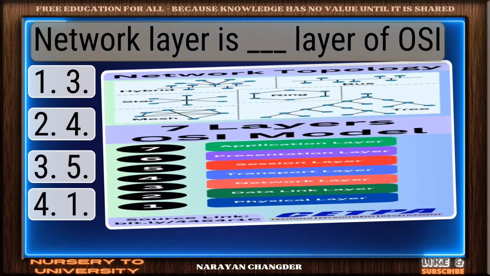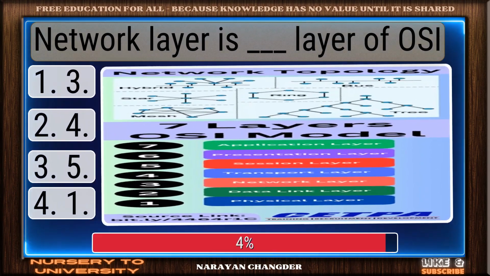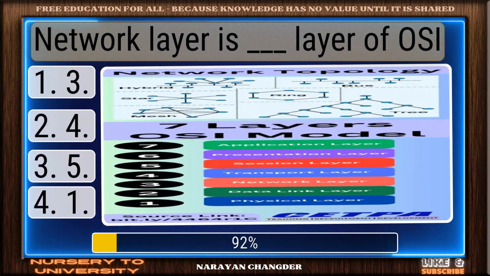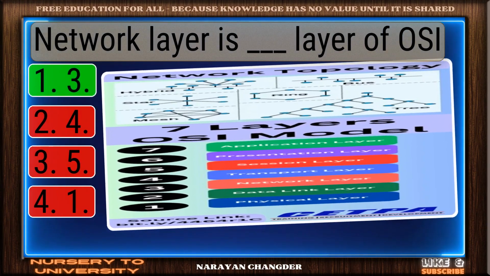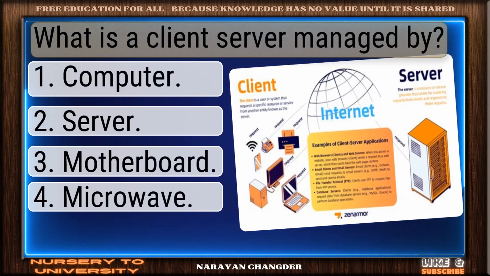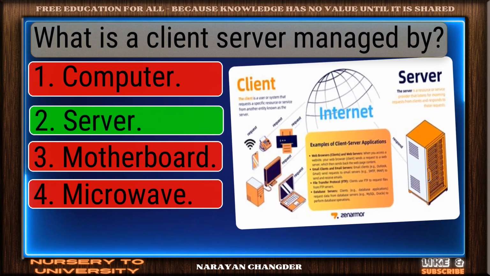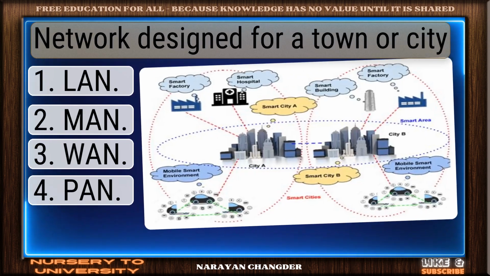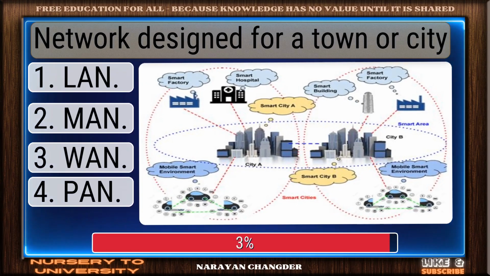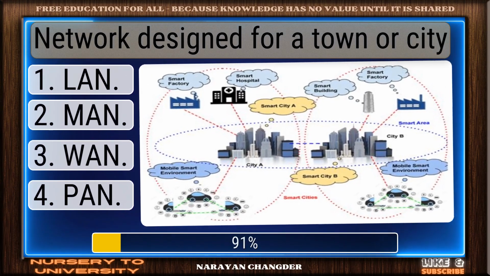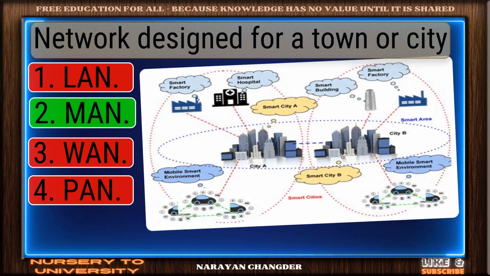Network layer is dash layer of OSI. Clear logic. 3 is sound. What is a client server managed by? You got it. Server fits. Network designed for a town or city. Valid point. MAN is true.